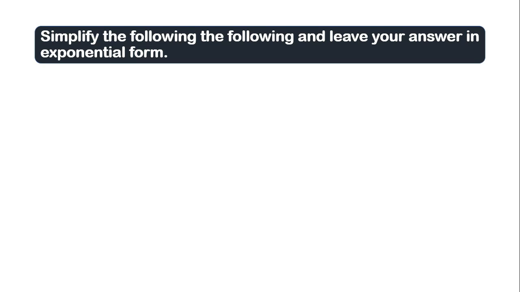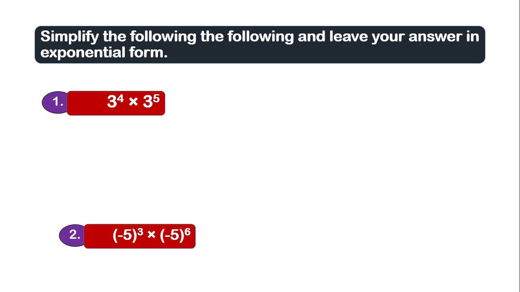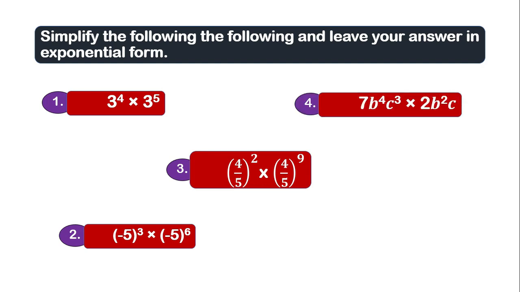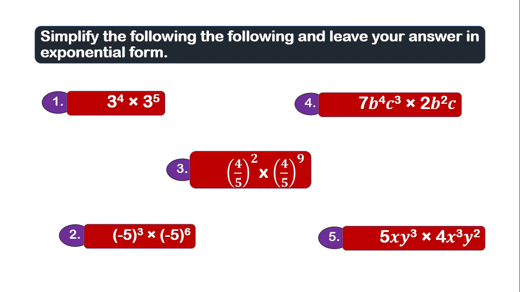Now, let's simplify the following and we'll leave the answer in exponential form. Number 1, we have 3 to the power of 4 times 3 to the power of 5. Number 2, we have negative 5 cubed times negative 5 to the power of 6. Number 3, we have 4 out of 5 squared times 4 out of 5 to the power of 9. Number 4, we have 7b to the power of 4 c cubed times 2b squared c. And number 5, we will have 5xy cubed times 4x cubed y squared.